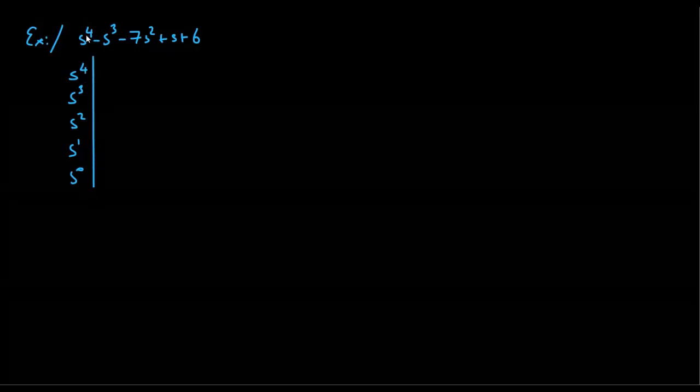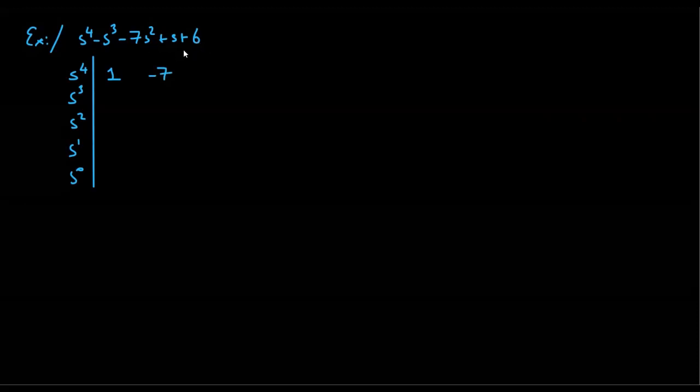And I will write down the coefficient of the s to the power 4 term, which is equal to 1. Then I will skip 1 and write the coefficient of the s squared term, which is equal to -7, and write the term 6 over here. And on the second row, I will start with the coefficient of the s cubed term, which is equal to -1. And then I will skip the next one and write down the coefficient of the s term, which is equal to 1. And you can fill in 0 here if you would like. So let's proceed with computing the next row over here.